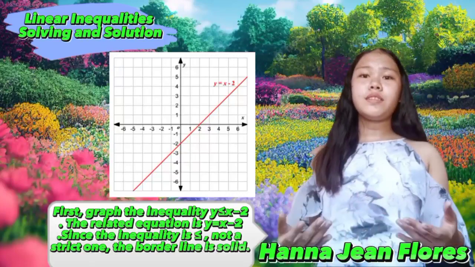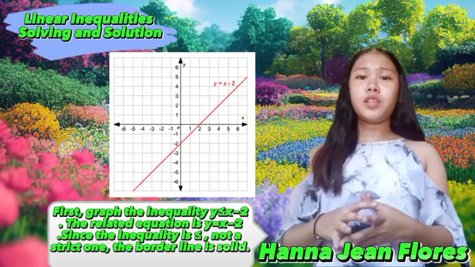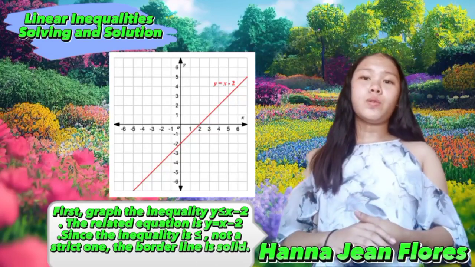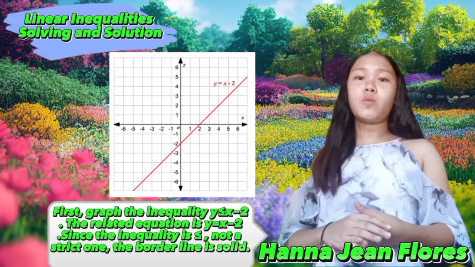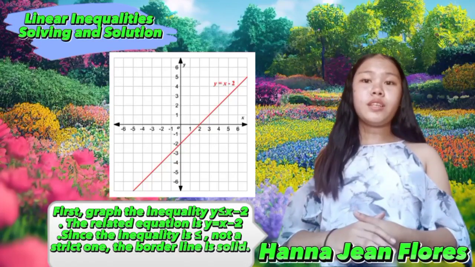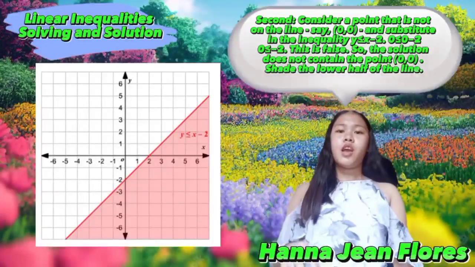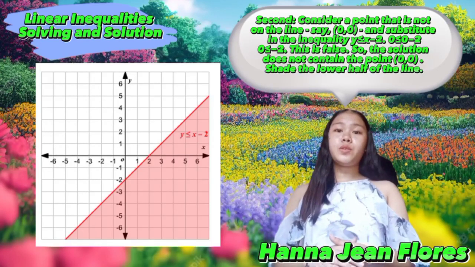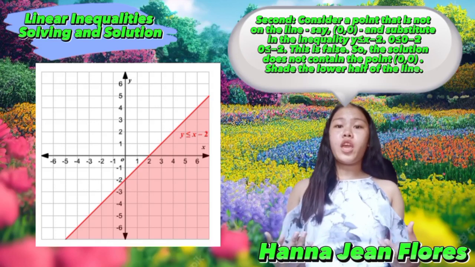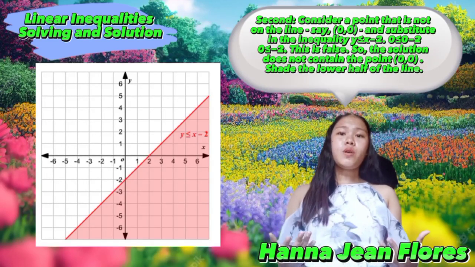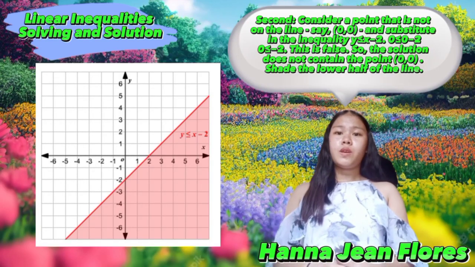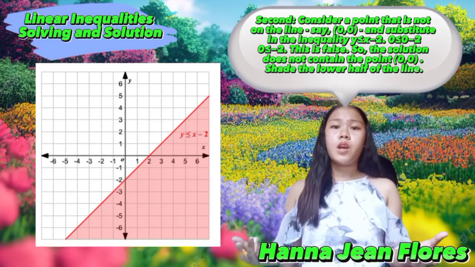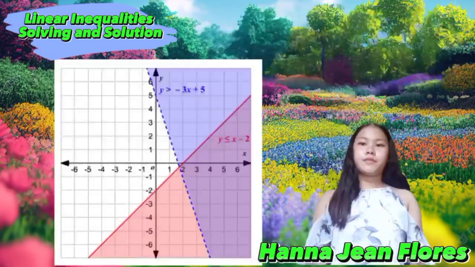First, graph the inequality y less than or equal to x minus 2. The related equation is y equals x minus 2. Since the inequality is less than or equal to, not a strict one, the borderline is solid. Second, consider a point that is not on the line, say (0, 0), and substitute it in the inequality y less than or equal to x minus 2. 0 less than or equal to 0 minus 2. This is false, so the solution does not contain the point (0, 0). Shade the lower half of the line.